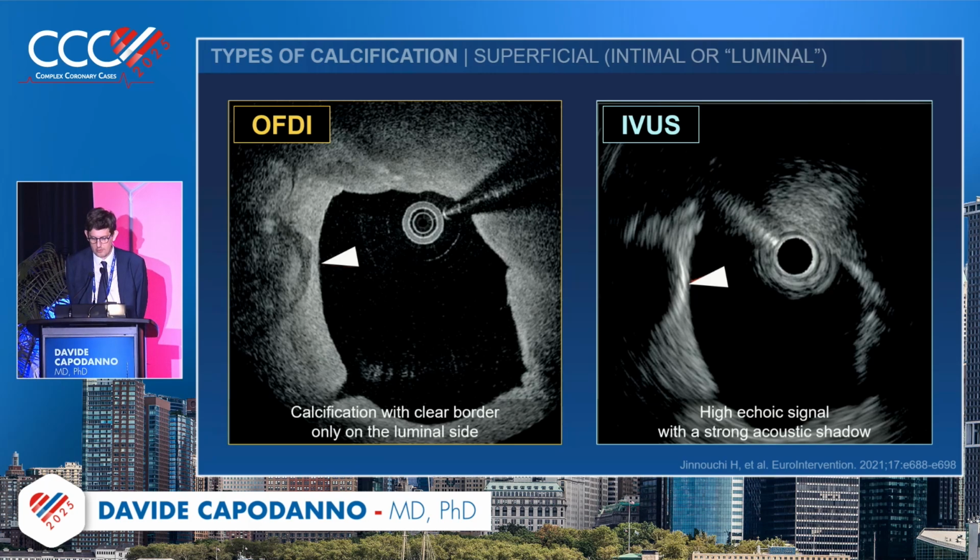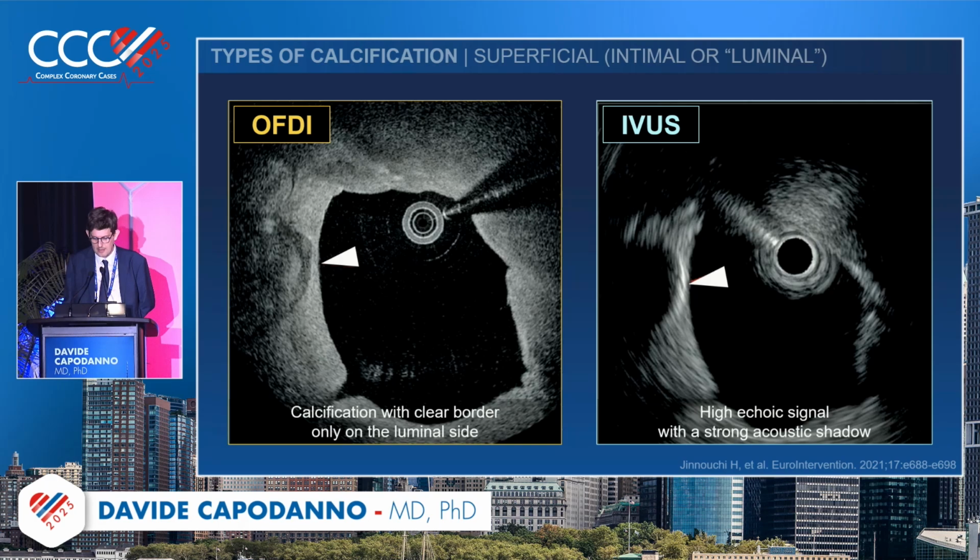Of course, you may also have superficial calcium that we typically call intimal or luminal calcium. Here you have a calcification with a clear border, in this picture particularly on the luminal side, and at IVUS this will look like a high echoic signal with a strong acoustic shadow.